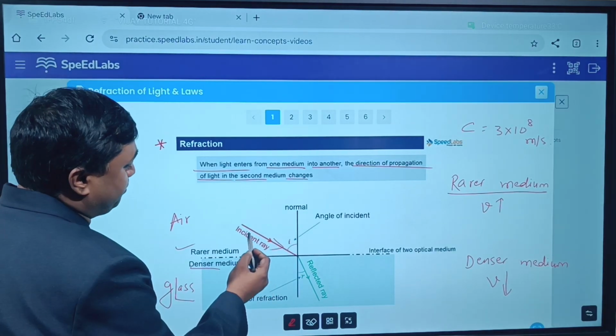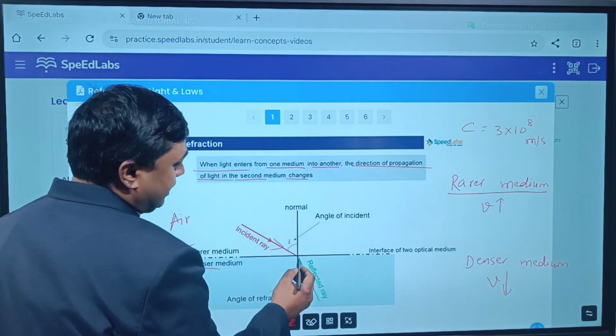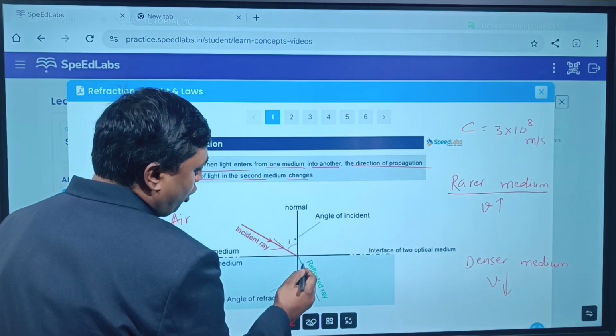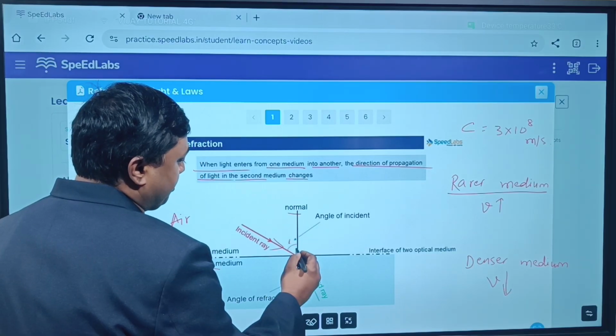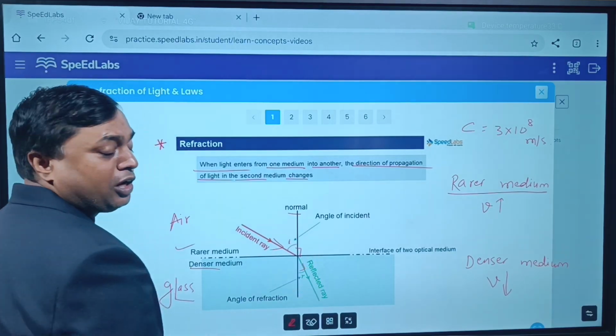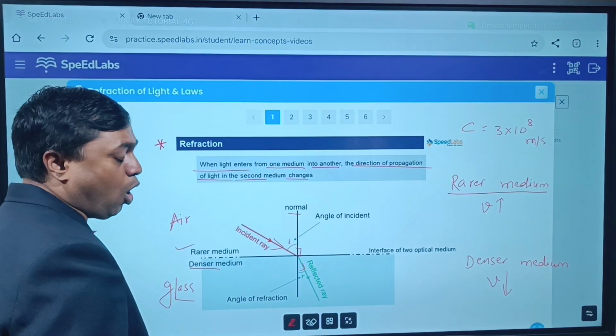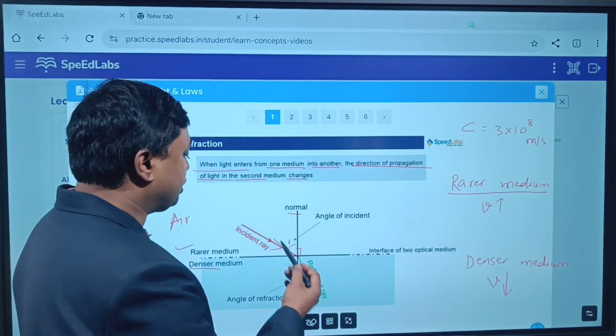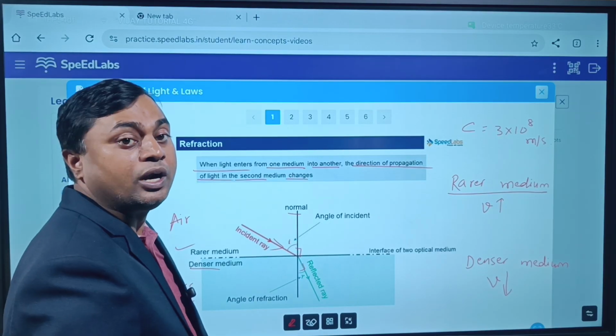So when a ray of light is passing from air to glass, what is happening? It is bending towards the normal. This is the normal, a perpendicular drawn at this point. So light is bending towards the normal. This phenomenon of bending of a light ray when it passes from one medium to another medium is called refraction of light.